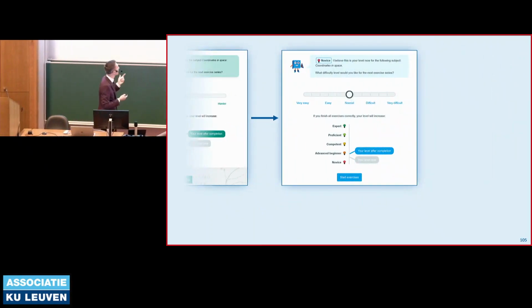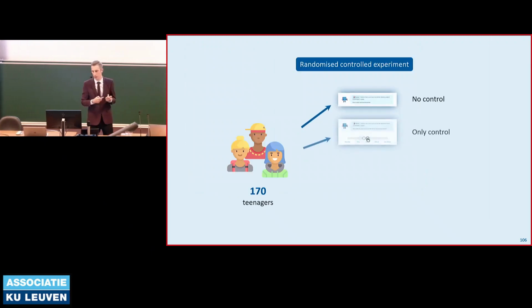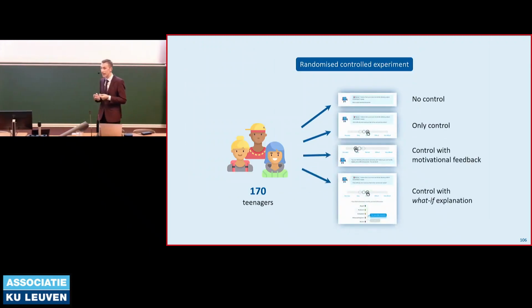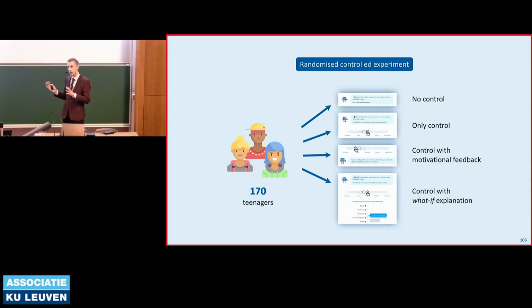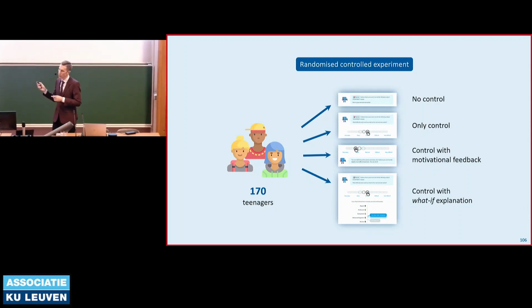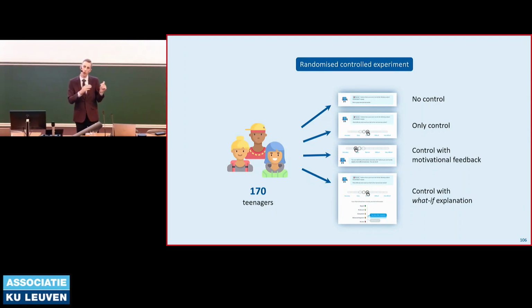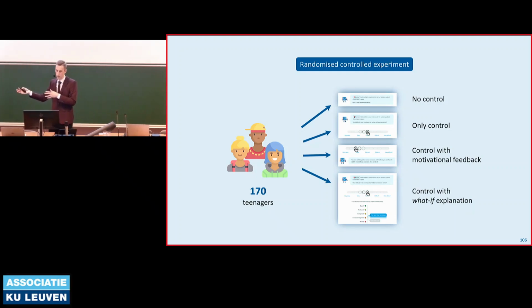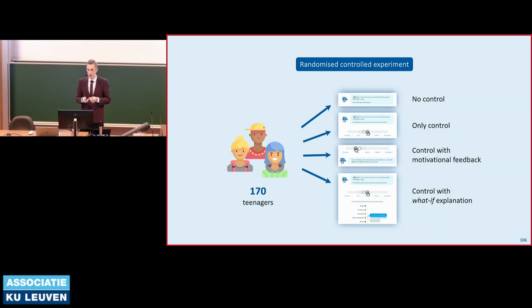And it was this design that we used in our randomized controlled experiment. And now we had 170 teenagers and 4 groups. So one group with nothing at all, no control, a group only with the control, and then a group with the motivational feedback and the what-if explanations. Okay? 4 different groups, so that means a lot of takeaways.